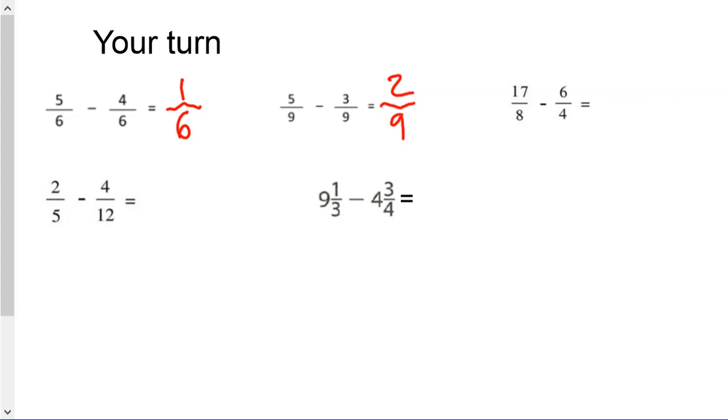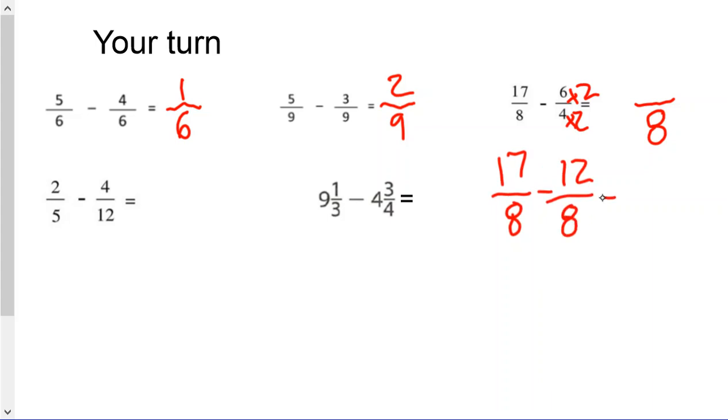17/8 minus 6/4. Okay, so we do not have common denominators, but I know that 4 goes into 8, so our denominator is going to be 8. So we have to multiply by 2. Now we have 17/8 minus 12/8, and that is equal to 5/8. Alright, so the answer here is 5/8.